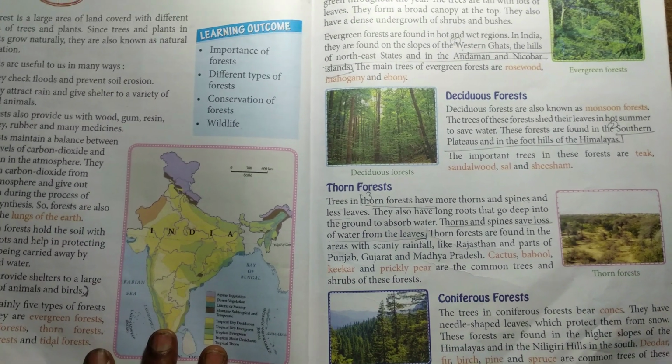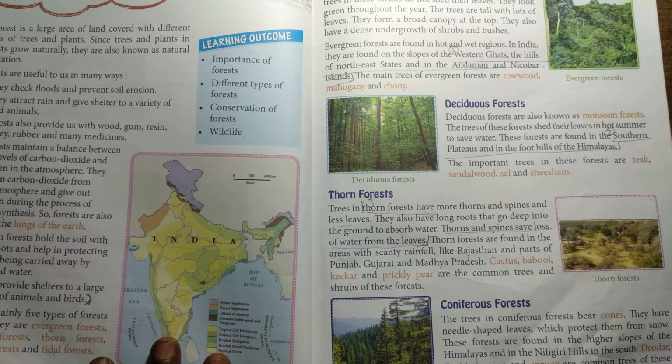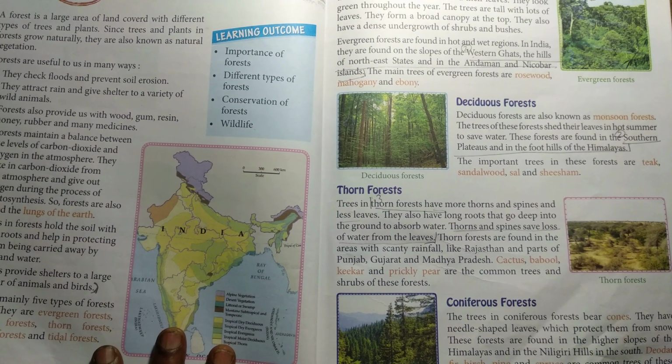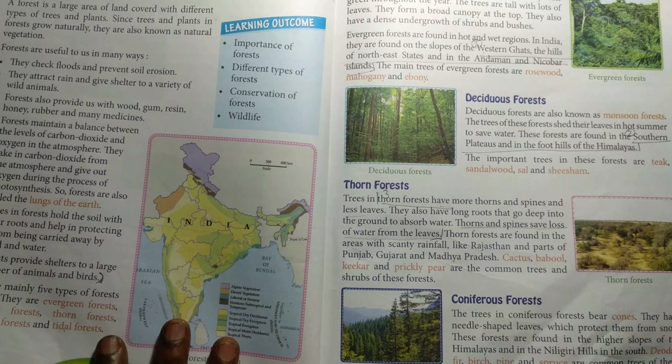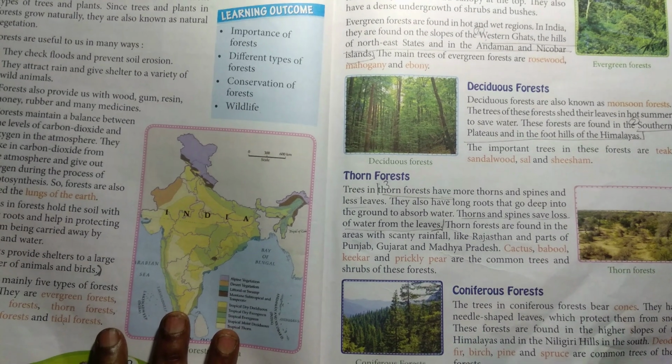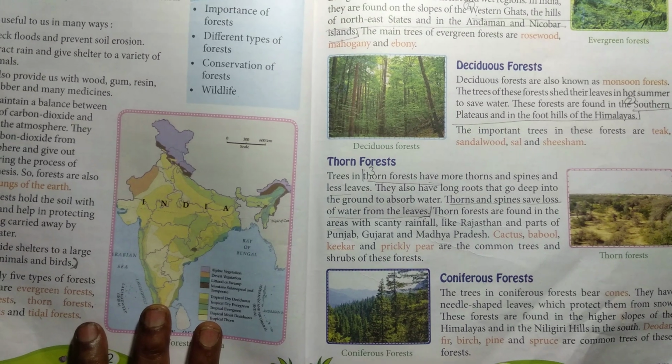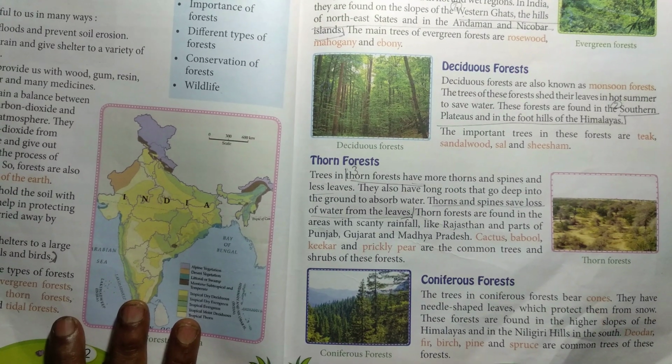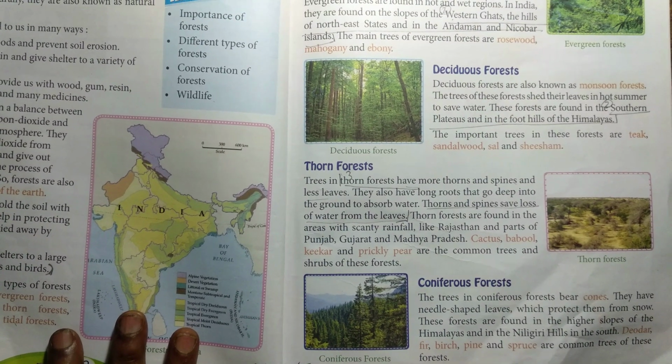Thorn forest. Trees in the thorn forest have more thorns and spines and fewer leaves. They also have long roots. They go deep into the ground to absorb water. Thorns and spines save loss of water from the leaves.